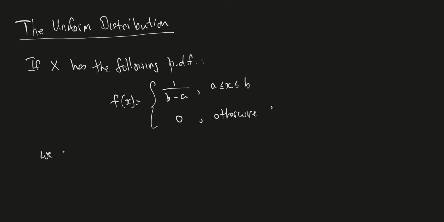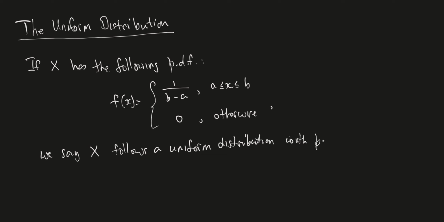So we say x follows a uniform distribution with parameters a and b. And we usually write it like this. So we use our little tilde as usual, and then we're going to use U for uniform, and then we put the constants a and b in parentheses, right? So that's our uniform notation.